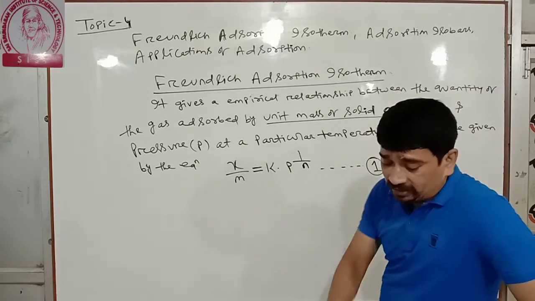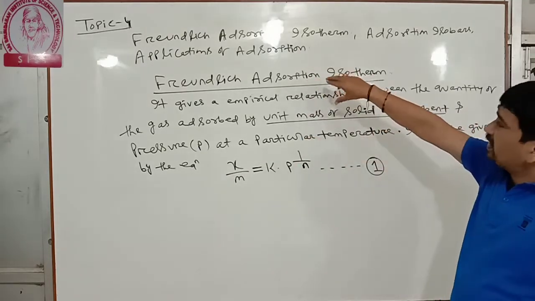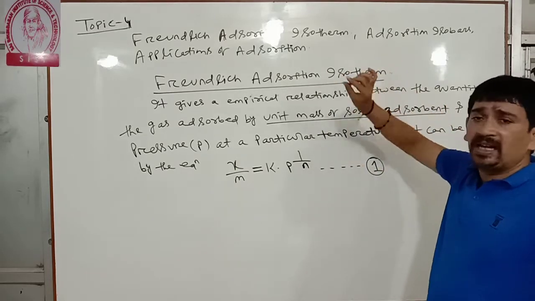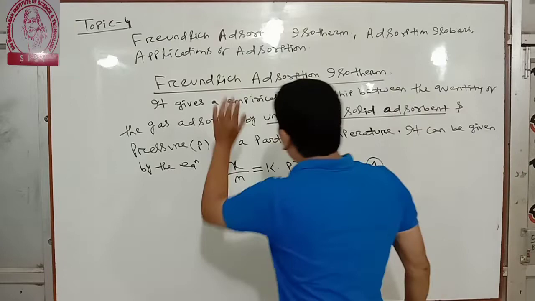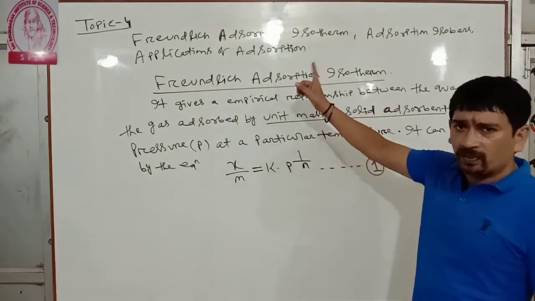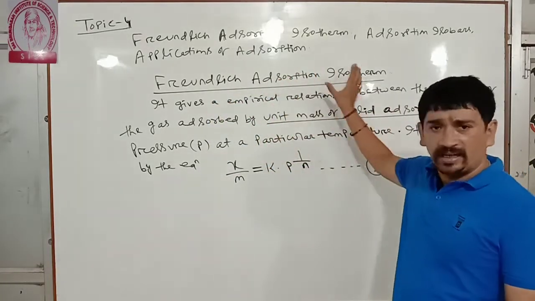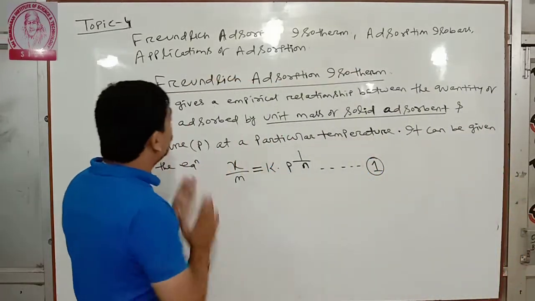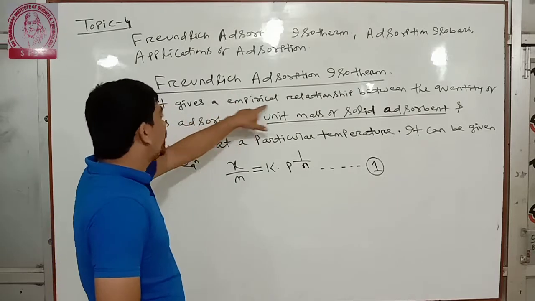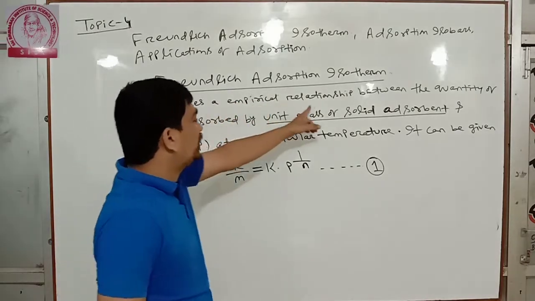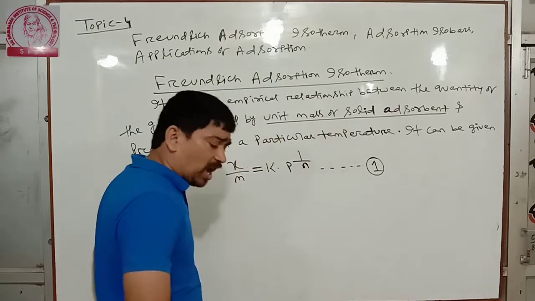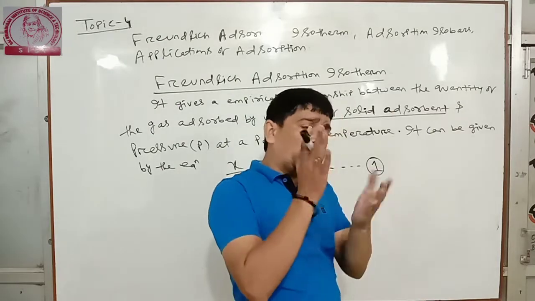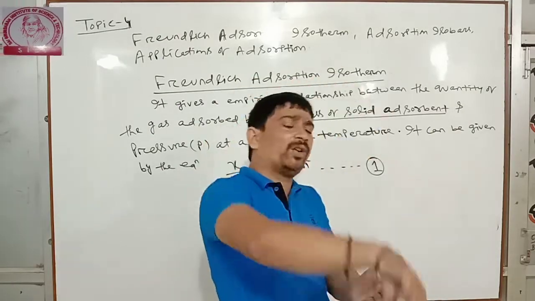So if you put first adsorption isotherm, you will explain it is the plot of the graph between x by m and pressure P of the gas at constant temperature, and where x is the mass of the adsorbate, m is the mass of the adsorbent. First you will write the definition for adsorption isotherm. Next for Freundlich adsorption isotherm, you will mention it gives an empirical relationship between the quantity of the gas adsorbed by unit mass of solid adsorbent.